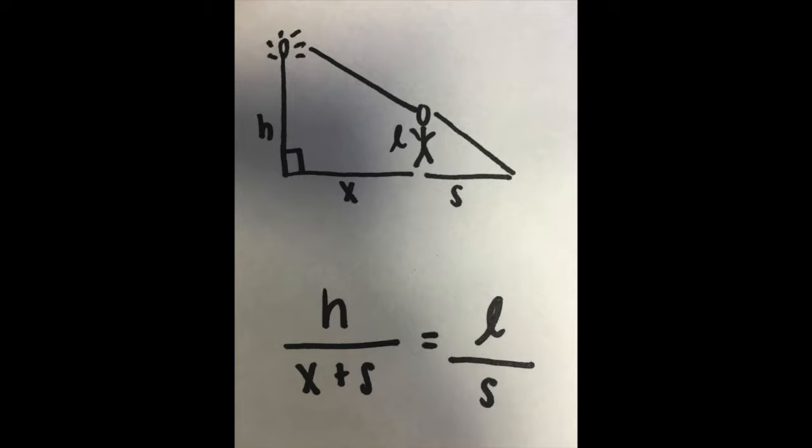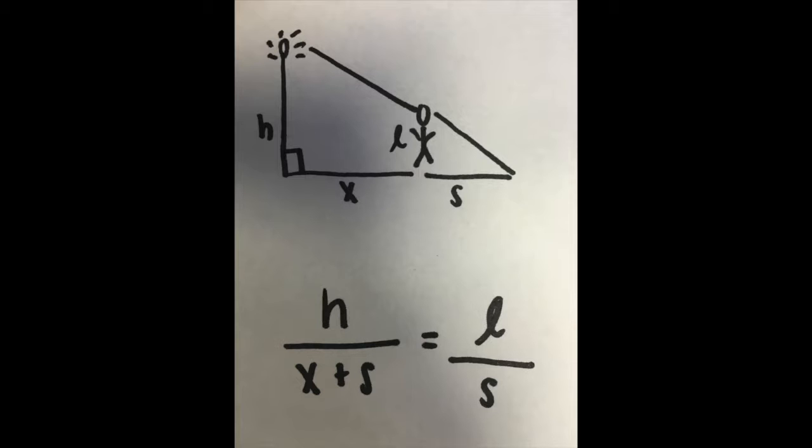From the diagram, you can see that it's made up of two triangles. There's a big triangle made up with side h and the other side x plus s. And then within the big triangle, there's a small triangle made up with side l and the other side s. You can set up a ratio between the two triangles to find the missing variable.